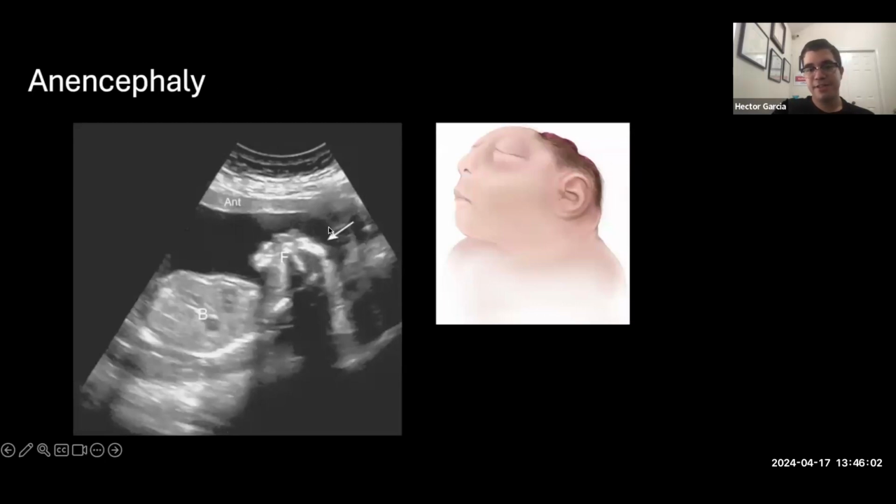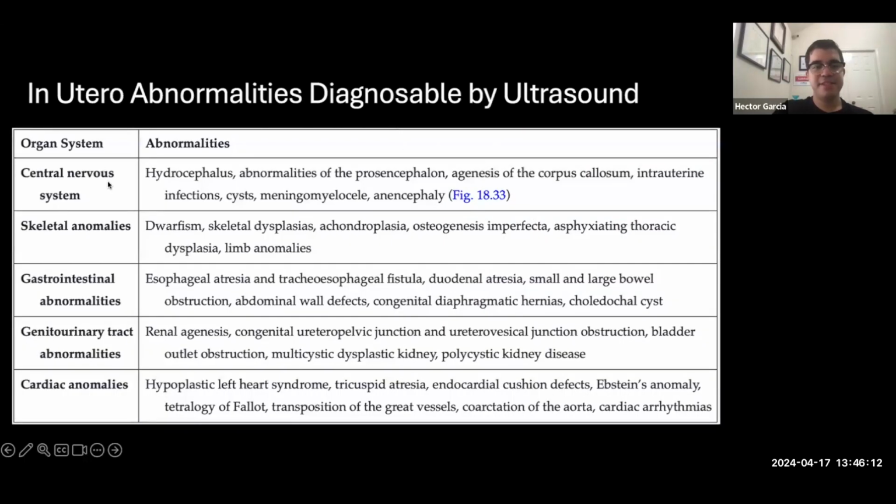That's another thing that we can see on ultrasound: babies that fail to develop the brain in the 4 to 6 weeks of development. Now, this is a busy slide, but I just want to show you how important ultrasound is. Ultrasound in the hands of an experienced sonographer, I think, is a powerful tool.